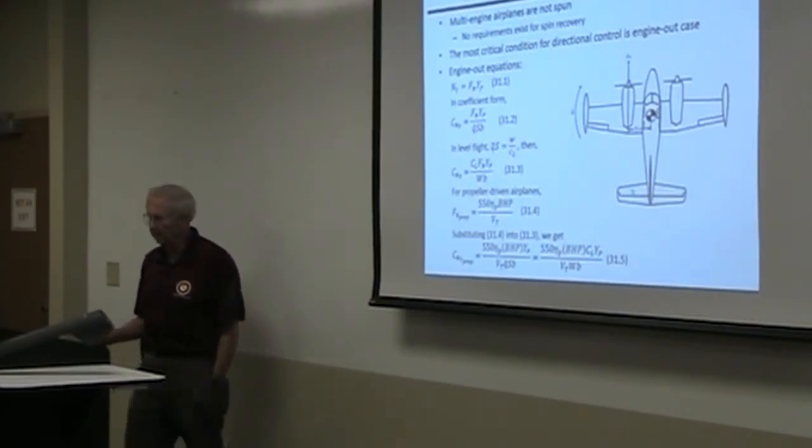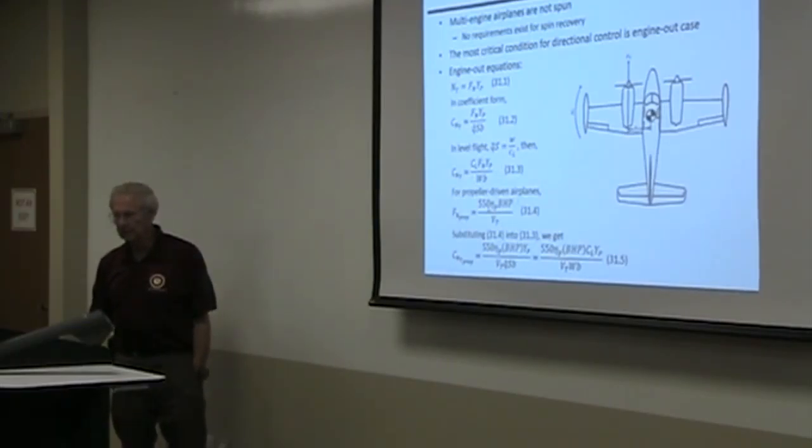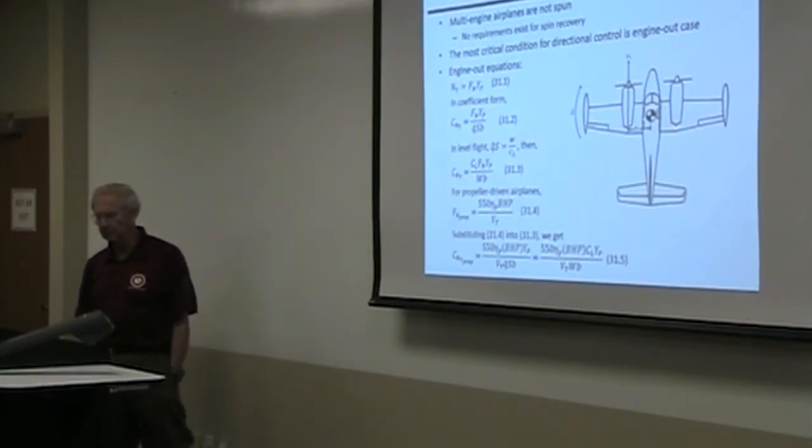And of course, for propeller-driven airplanes, the thrust of the propeller is essentially 550 times the propeller efficiency times the brake horsepower divided by the true airspeed. We can make that substitution, and the equation comes out looking like this, where here's the brake horsepower, the lift coefficient, and the distance out, true airspeed, the weight, times the wingspan.